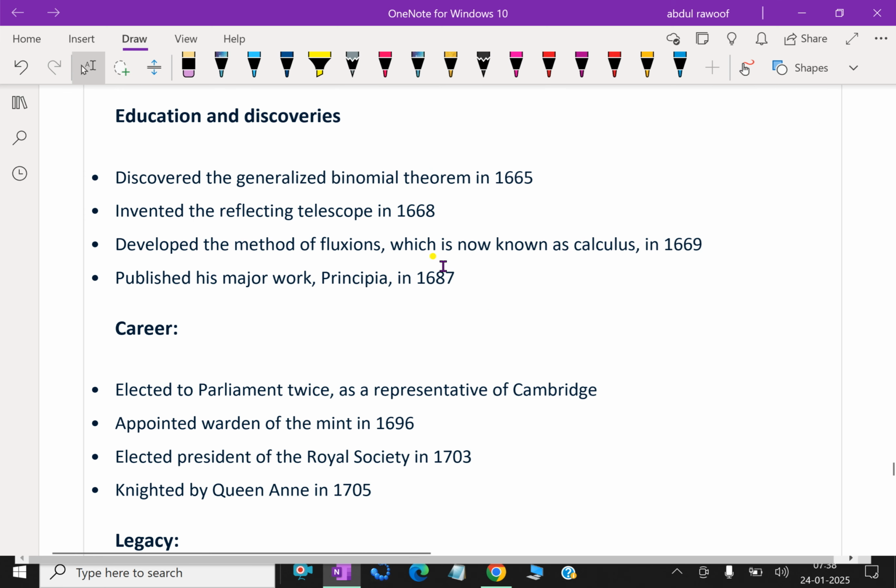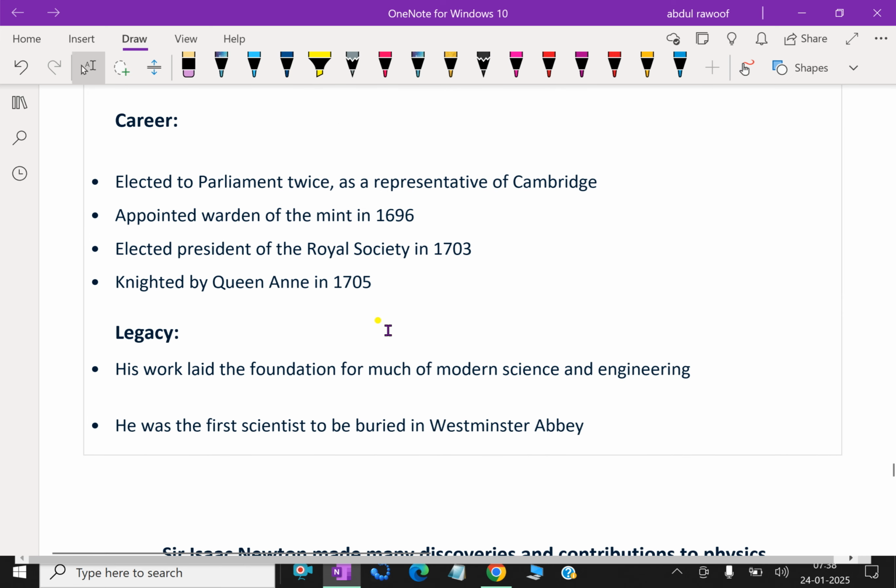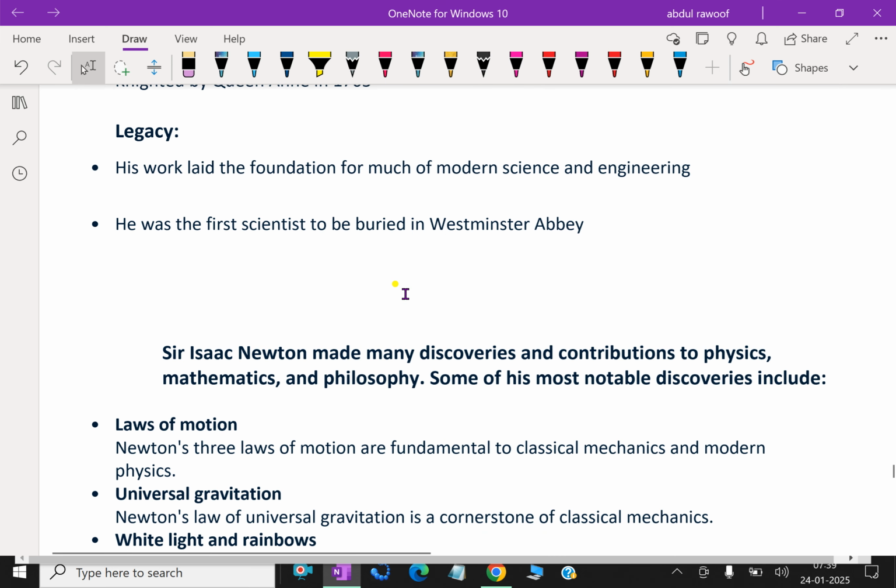Education and discoveries: discovered the generalized binomial theorem in 1665, invented the reflecting telescope in 1668, developed the method of fluxions, which is now known as calculus, in 1669, and published his major work Principia in 1687. Career: elected to Parliament twice as a representative of Cambridge, appointed Warden of the Mint in 1696, elected President of the Royal Society in 1703, knighted by Queen Anne in 1705. Legacy: his work laid the foundation for much of modern science and engineering. He was the first scientist to be buried in Westminster Abbey.